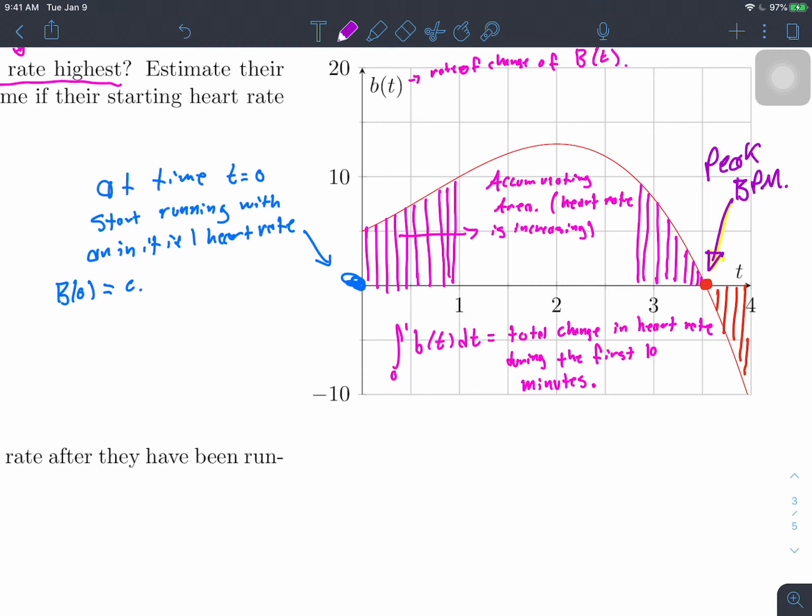Okay? Then after that, the runner's heart rate starts to change in a negative way. The rate of change of heart rate is negative, meaning that heart rate itself will be a decreasing function. You can see that by the fact that we're accumulating negative area, or decrementing area here. So our heart rate decreases for a short time. Heart rate is decreasing in that region until we hit the end point here.